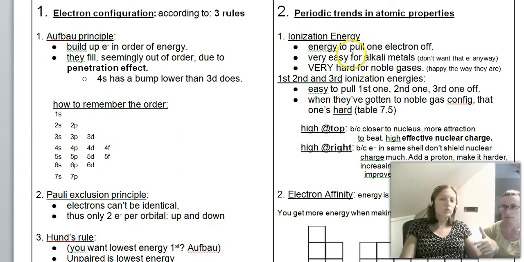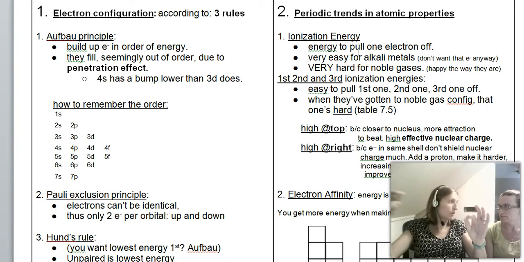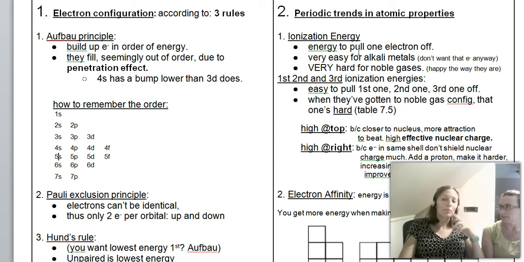For example, it's really easy to pull one electron off of an alkali metal because they didn't want that electron anyway. It does take a little bit of energy because you are separating a negative and a positive, but it's not very much. It is very hard to pull the last electron off of a noble gas because they're happy the way they are. They don't want to be messed up.